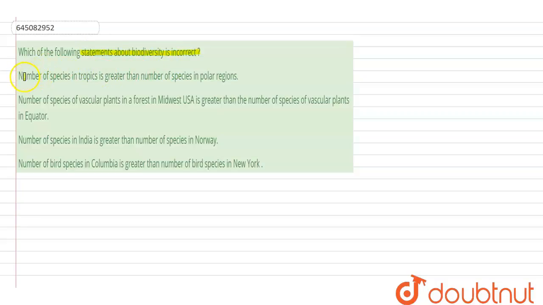Hello students, the question here says which of the statements about biodiversity is incorrect. So here the first statement is that the number of species in tropics is greater than the number of species in the polar region. So this is a general conclusion which we can make is that as we move away from the equator towards the poles, the number of species decrease.